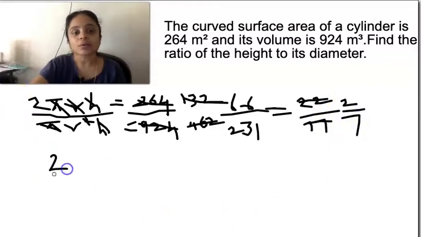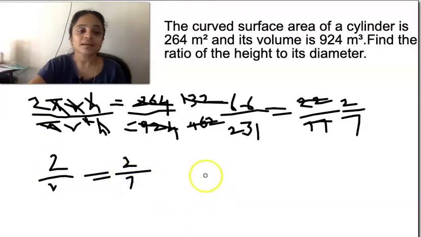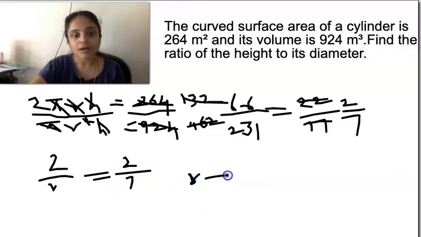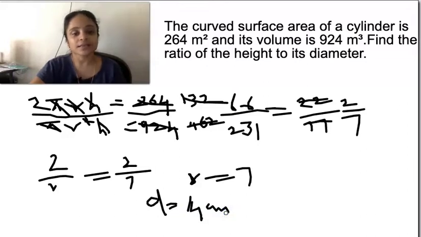2 by r equal to 2 by 7. So what is r? 1 by r equal to 1 by 7, which means r equal to 7. So we got r equal to 7. So what is the diameter? Diameter is twice the radius. So diameter equal to 14 centimeter. We got diameter equal to 14 centimeter.